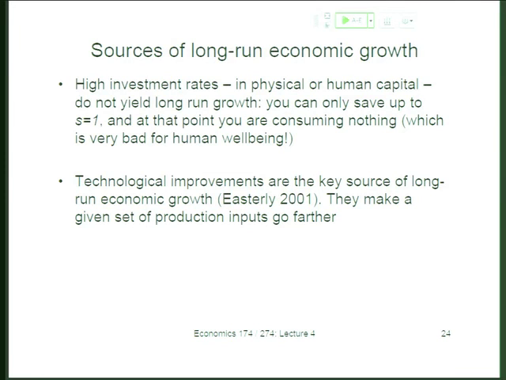So the Easterly article makes this point, which is really the consensus in economics and development economics, economic growth, that technological improvements, broadly defined in this A term, are really the key driver of long-term growth. If we're really going to think about differences in growth rates across decades between sub-Saharan Africa and Asia, we have to be focused on these factors.